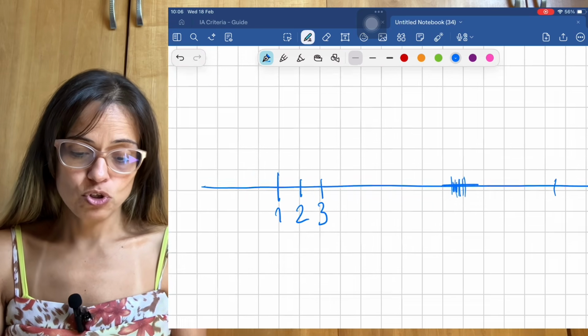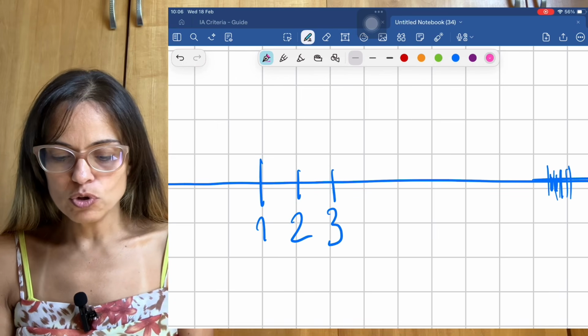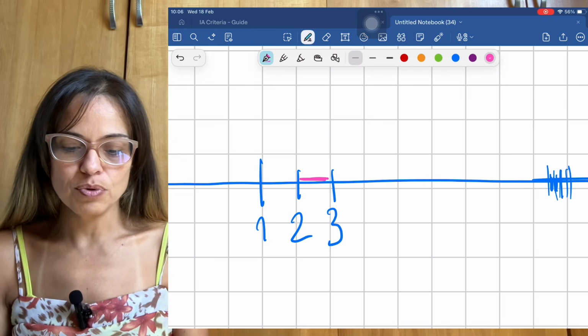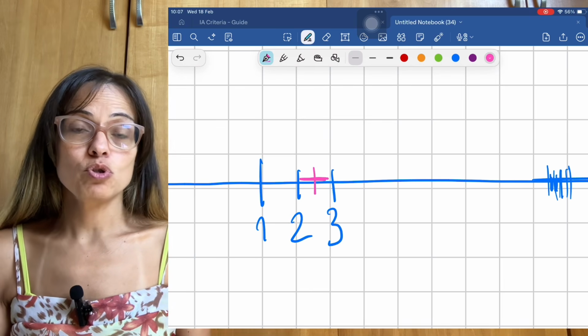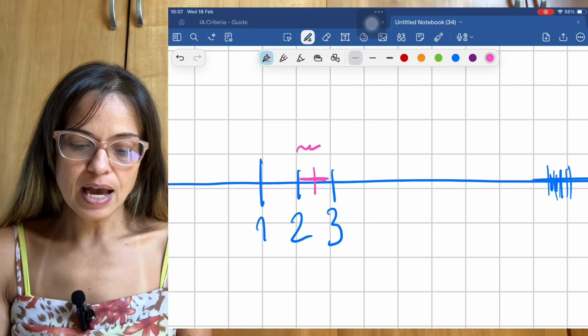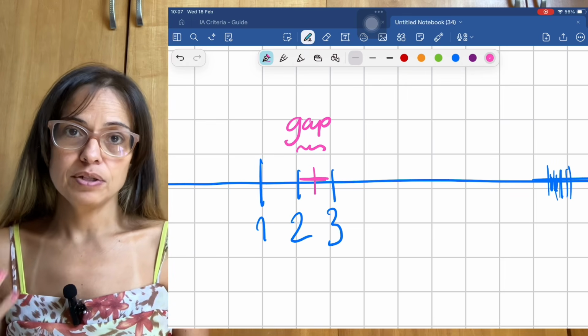So if that's the kind of number that is in your data set, even though you can see that there are numbers between 2 and 3, you're not going to be allowed to put 2.5 or 2.4 in your data set. So there is this gap between numbers that are allowed in the data set.